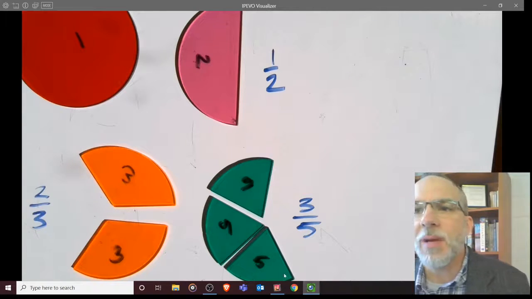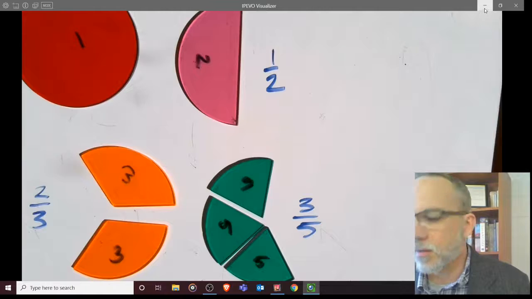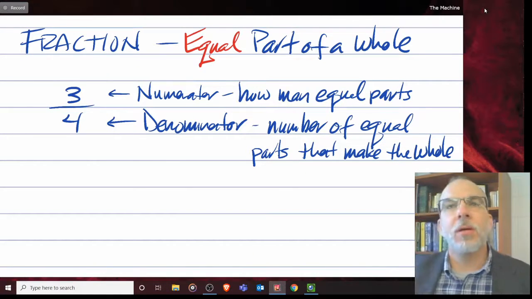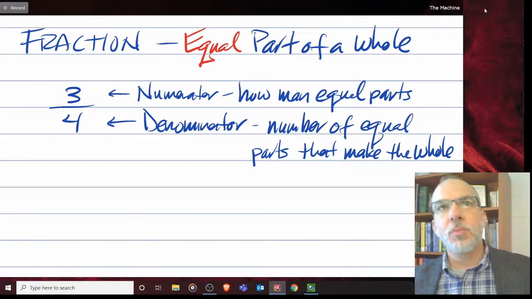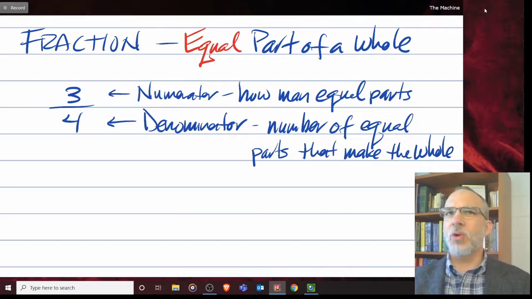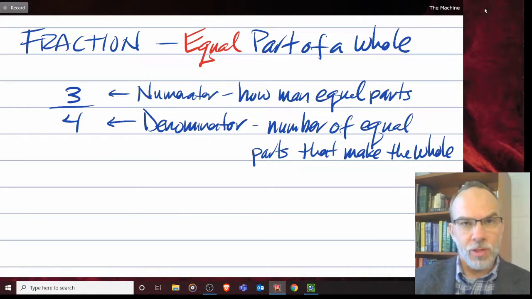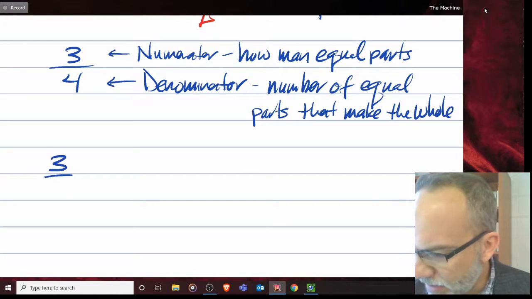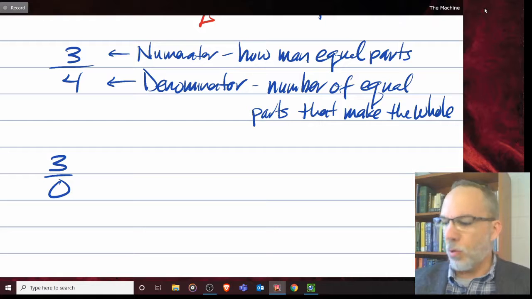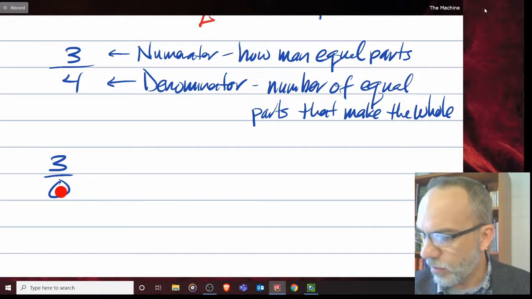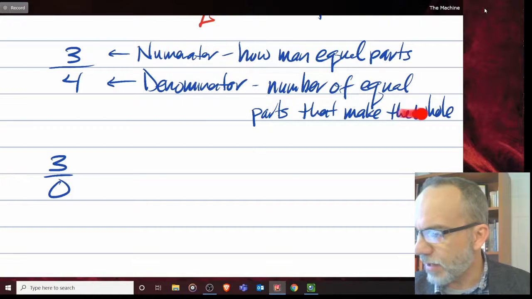Okay, so the parts have to be all equally sized. And let me switch back over now to the standard screen. Okay, this is why now there's a problem if we try to put a 0 in the denominator, because a fraction is somewhat of a division question, right? It's something that's been broken, it's been divided into equal number of parts. Why is this a problem? Why is it a problem to say 3 divided by 0? Well, let's talk about what it means. The denominator here, 0, means the number of equal parts that make the whole.